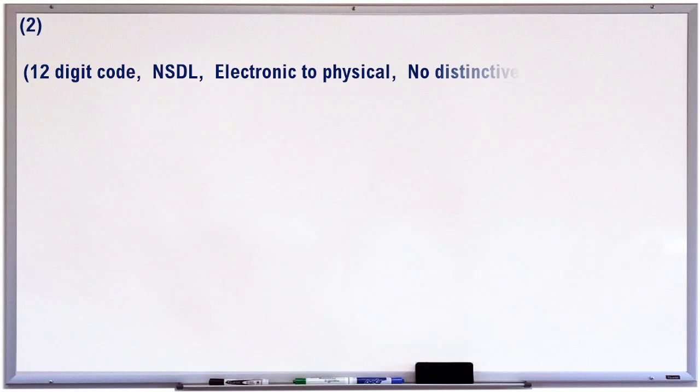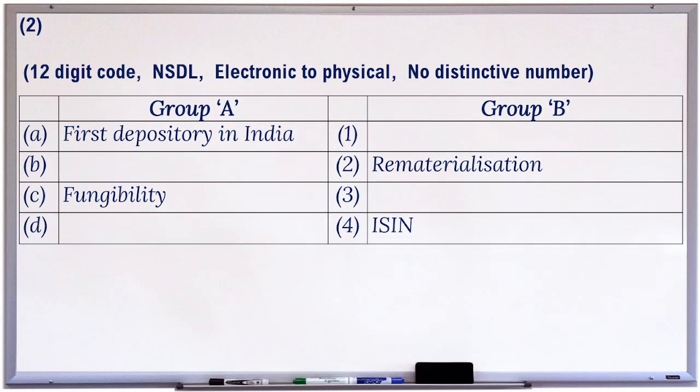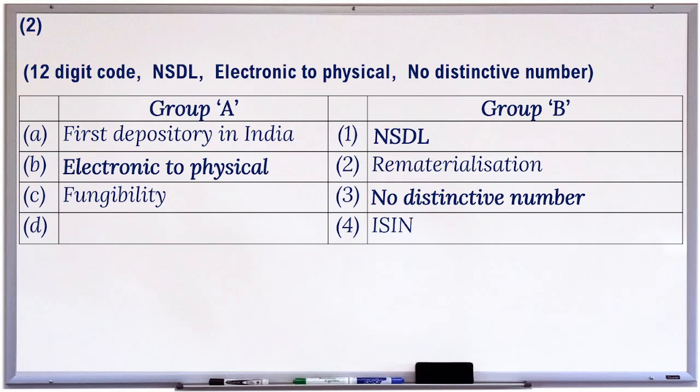2. 12-digit code, NSDL, electronic to physical, no distinctive number. A. First depository in India. The correct option is NSDL. B. Rematerialization. The correct option is electronic to physical. C. Fungibility. The correct option is no distinctive number. D. ISIN. The correct option is 12-digit code.